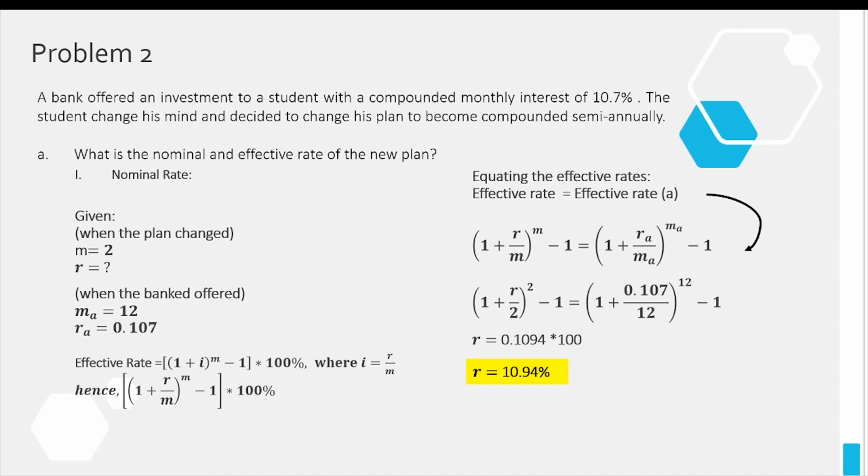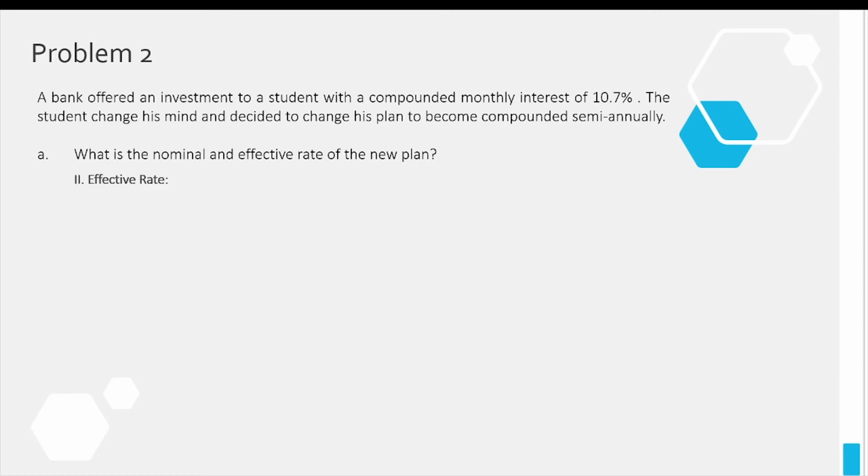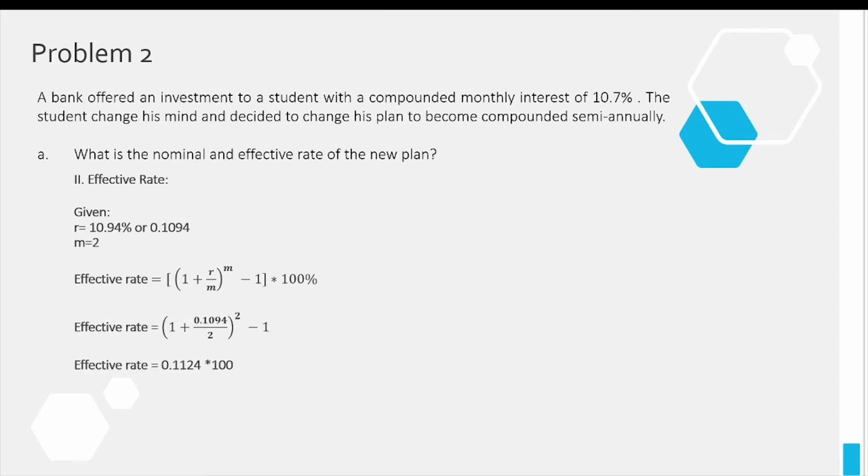Next, we are going to find the effective rate of the new plan. The given formula of the effective rate, we all know, is the quantity 1 plus r over m raised to m minus 1 times 100. Obtaining the given values, we have r as the nominal rate of 10.94%, and since it is compounded semi-annually, m is equal to 2. Substituting the given values to the formula, we obtain the effective rate equals the quantity 1 plus 0.1094 over 2 raised to 2 minus 1. Therefore, we obtain the effective rate of the new plan, which is equal to 11.24%.